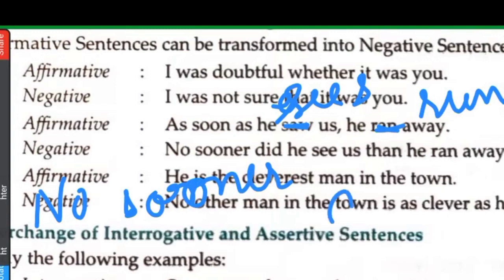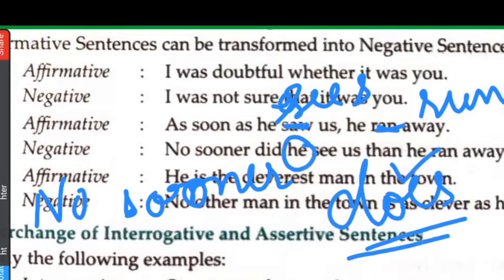Anyways, no sooner does will come, because the subject is he. That is why does will come, because does is the helping verb that we use in the present indefinite negative. No sooner does he, then the verb's first form: see us.